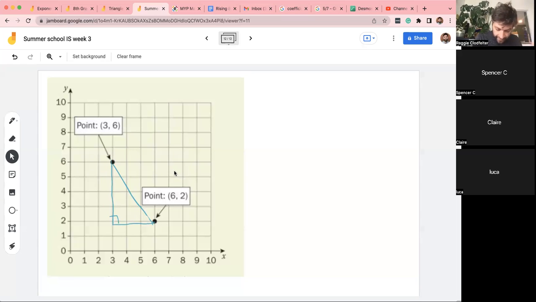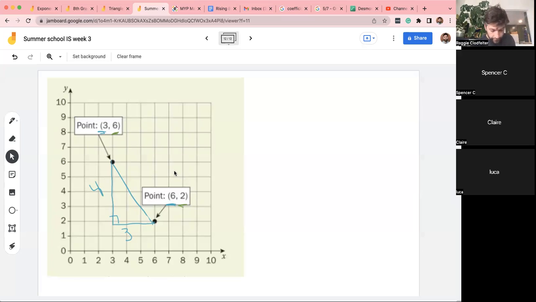I can find the legs of this right triangle, the vertical and horizontal distance between the points, by subtracting my x and y coordinates. My x coordinate of my first point is 3 and my second point is 6. That tells me that they are 3 apart. Then the y coordinate of my first point is 6, my second point is 2. 6 minus 2 tells me that vertically they are 4 apart.